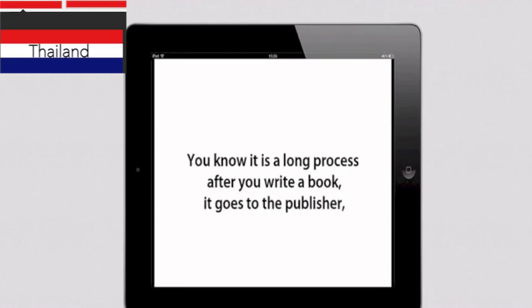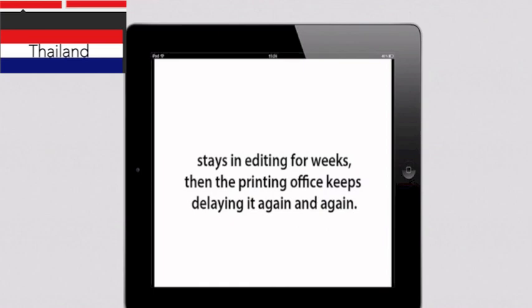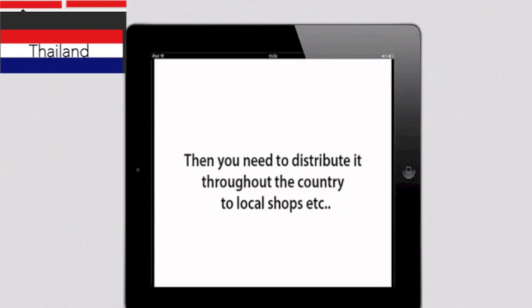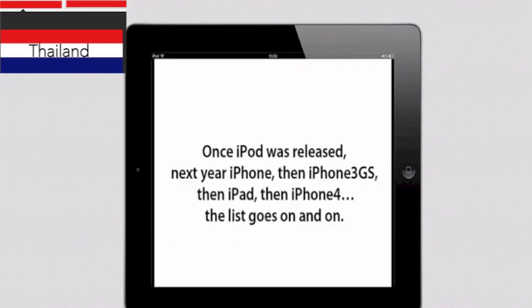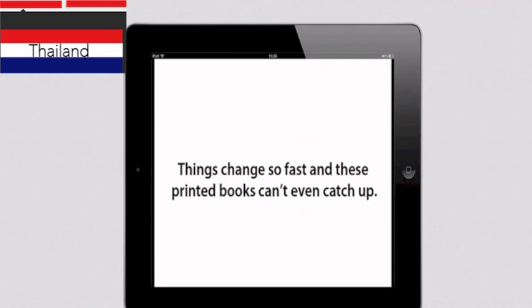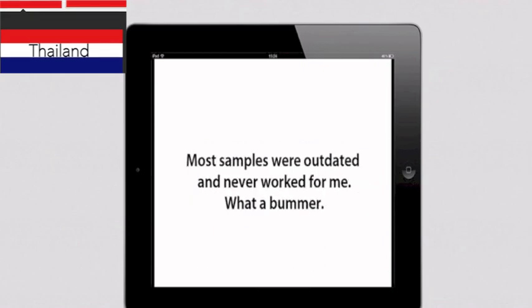You know it is a long process after you write a book. It goes to the publisher, stays in editing for weeks, then the printing office keeps delaying it again and again. Then you need to distribute it throughout the country to local shops, etc. And things change so fast. Once the iPod was released, next year iPhone, then iPhone 3GS, then iPad, then iPhone 4. The list goes on and on. Things change so fast, and these printed books can't even catch up. Most samples were outdated and never worked for me.